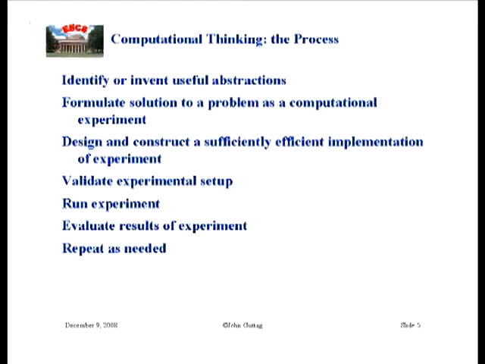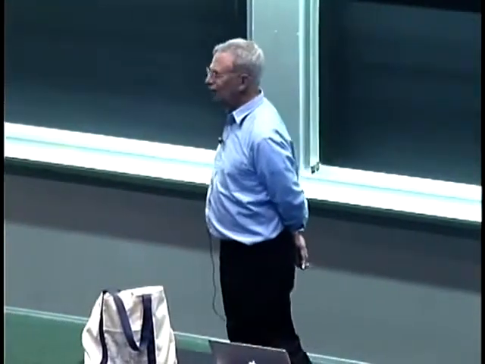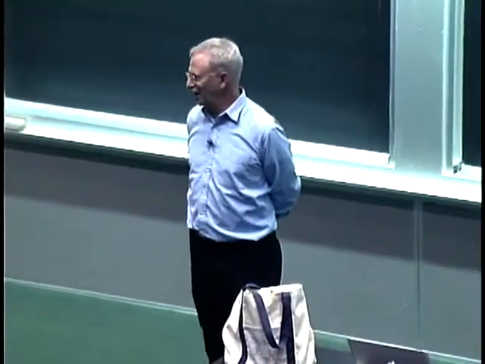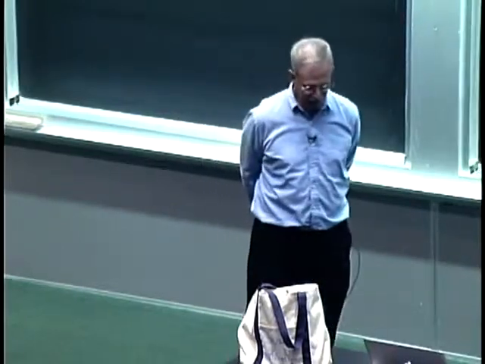So what is it? Well, the process is the process that we've been advocating throughout the semester. You identify or invent useful abstractions. Sometimes they're out there and we can just pluck them. Sometimes we have to invent them ourselves. We then formulate a solution to a problem as some sort of computational experiment, typically using those abstractions. Then comes the part that many of you get bogged down in, but it'll get easier as you go on: to design and construct a sufficiently efficient implementation of the experiment. I want to emphasize the word sufficiently here, in that it only has to be fast enough to run it and get an answer. It doesn't have to be the fastest possible.